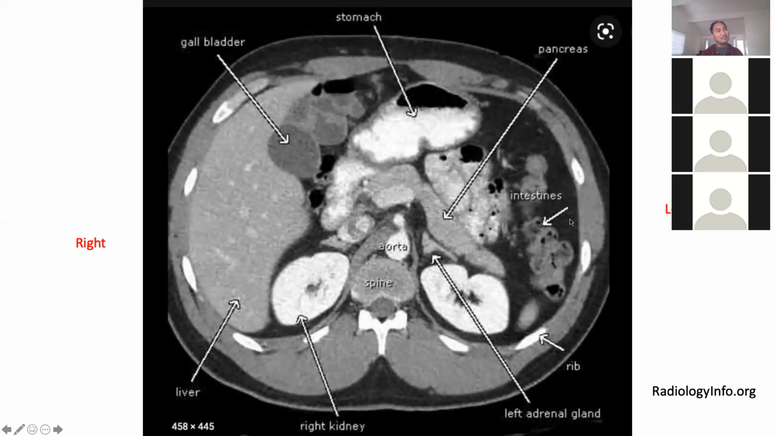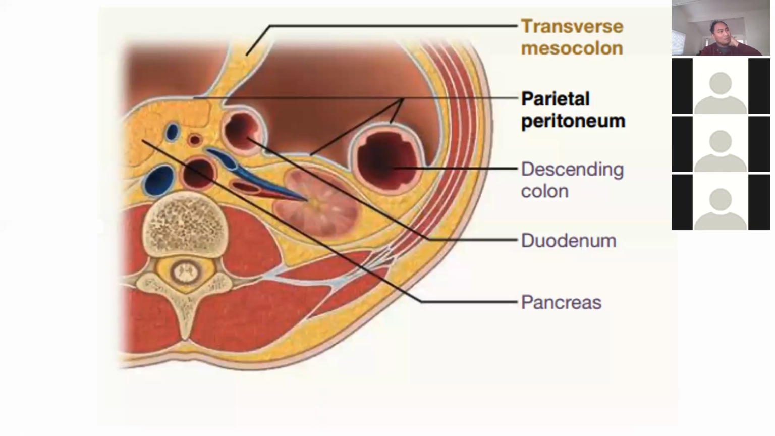We can see a spleen, no, we cannot see. Kidneys, this is the pancreas. So now this CT scan is a little bit easy for you guys. A little bit more detail, this is the spine, this is the left kidney, which is stuck to the posterior abdominal wall.